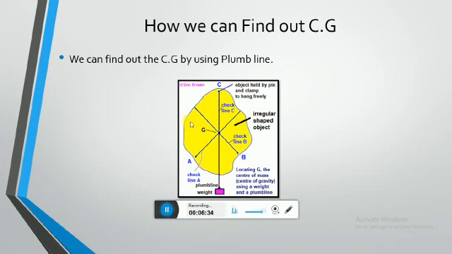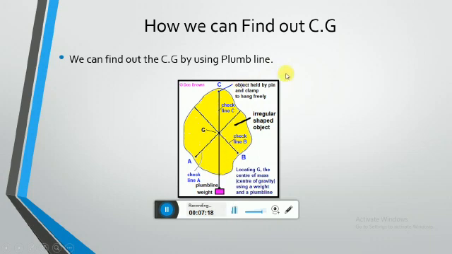For this purpose we first take an irregular shape or irregular size object and mark 3 different points on it. Here we mark point A, point B and point C. These are the 3 different points we marked on it. Take a plumb line. A plumb line is actually a small but heavy weight attached to a thread or a string. So this is a plumb line.